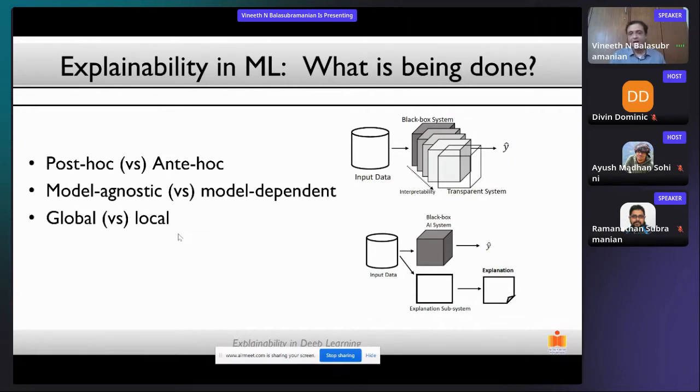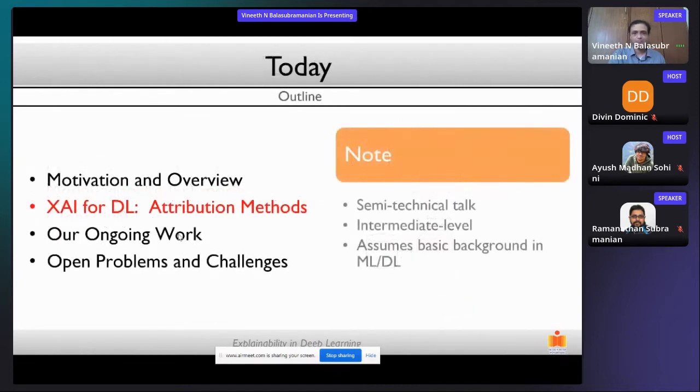On the other hand, I may want an explanation for the risk prediction profiling of a specific patient at a specific point in time. That we refer to as a local explanation for a given data sample. Okay, so there are methods for both of these kinds today across the different explainability methods that have been proposed.